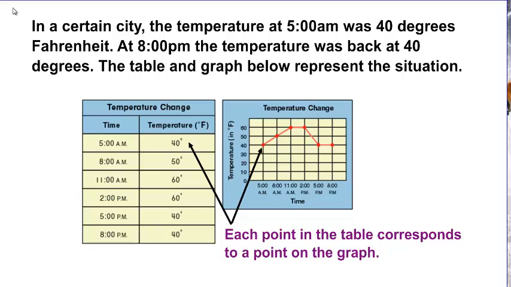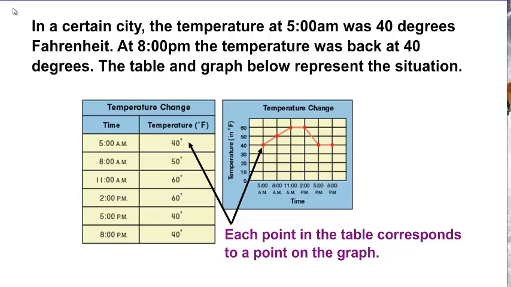In the first example of graphing and analyzing relationships, we're simply going to look at the graphing piece. Here we have a story problem which states in a certain city the temperature at 5 o'clock a.m. was 40 degrees Fahrenheit. At 8 o'clock p.m. the temperature was back at 40 degrees. The table and graph below represent the situation. Normally you would be given a word problem and you would create a table and a graph. Here they have been given for you so you can see what it looks like.